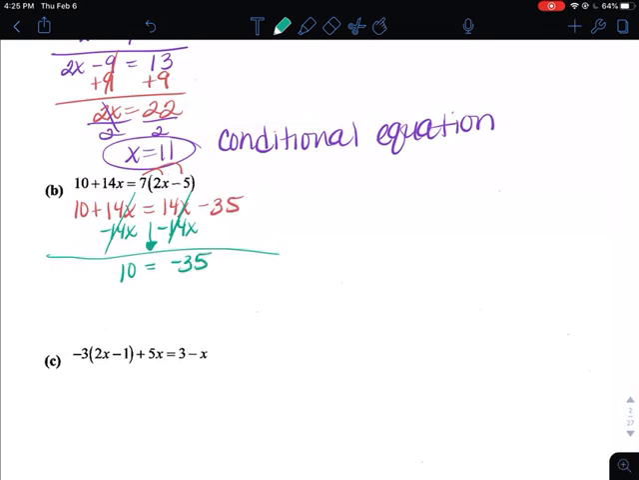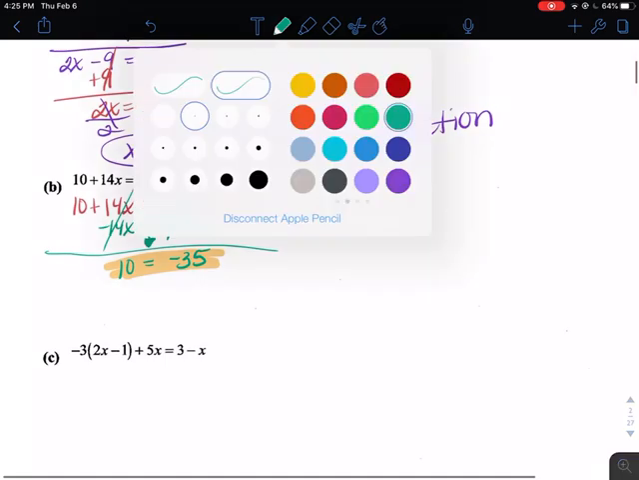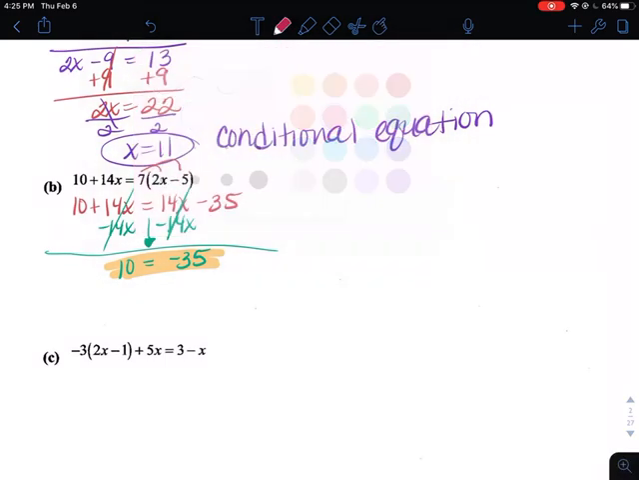So when you get to this point, with any type of equation, you get to a point where you don't have x anymore, you get down to this final statement, and you have to ask yourself, is this a true or a false statement? Does 10 actually equal negative 35? And the answer would be no.